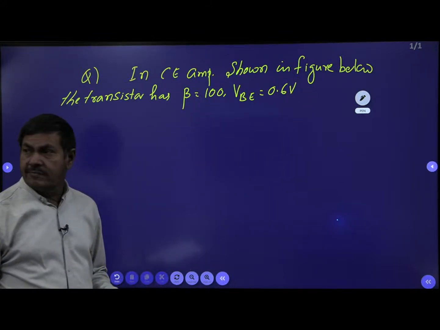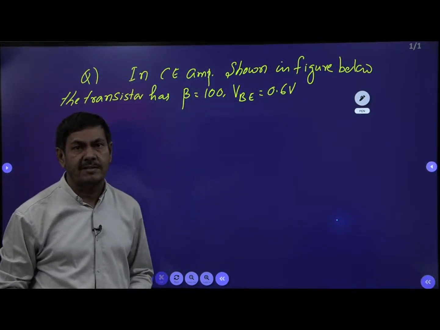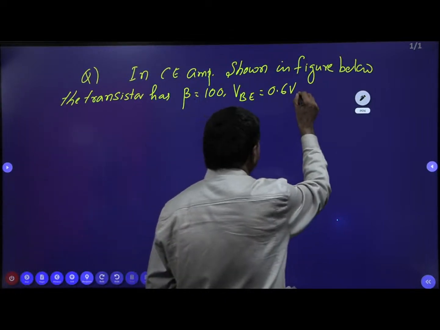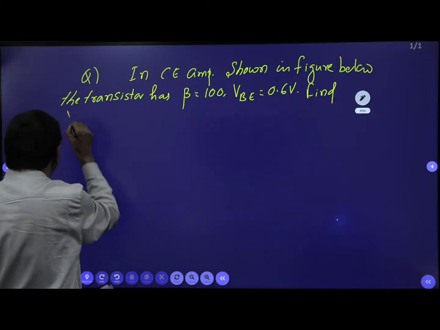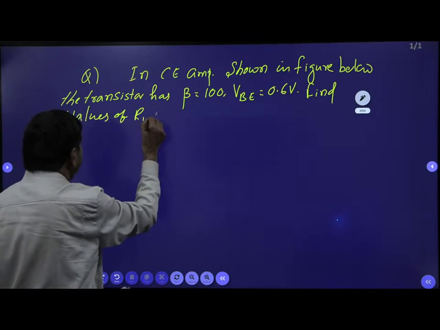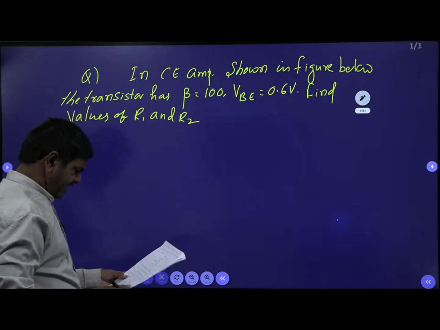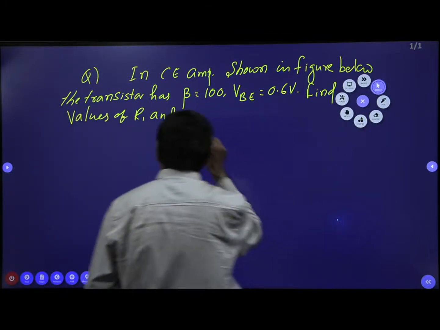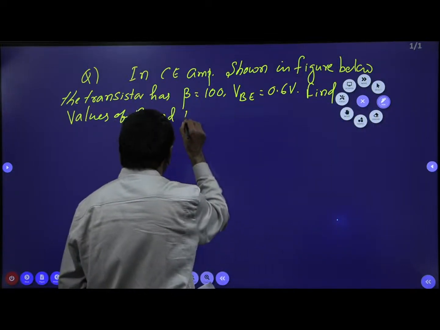The problem is asking to find the values of R1 and R3. Two resistors are required, one is R1, the second one is R3. Find the values of R1 and R3.